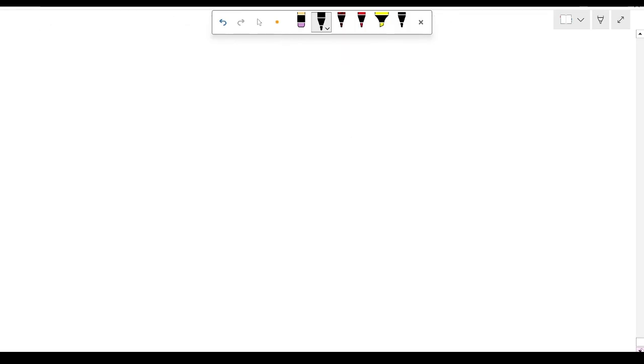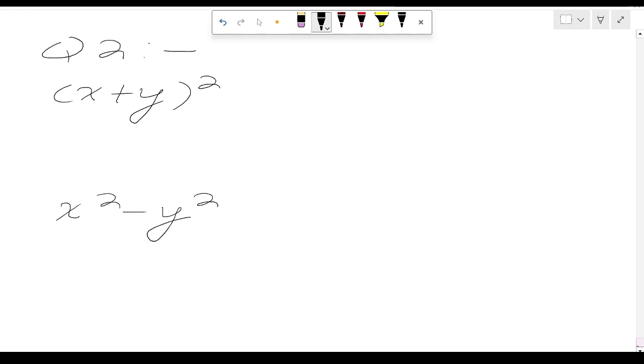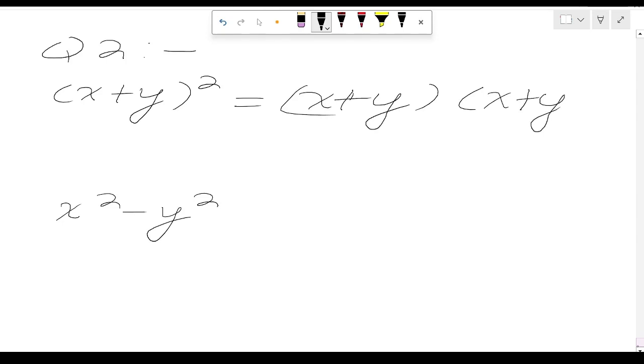Now let's move on to question number 2. Question number 2 states that we need to find the HCF of the following by factorization. So here the first is (x plus y) whole square, and then I'll write it below, we have x square minus y square. So first, (x plus y) whole square is equal to x plus y. We will just write it 2 times over here. So x plus y and x plus y.